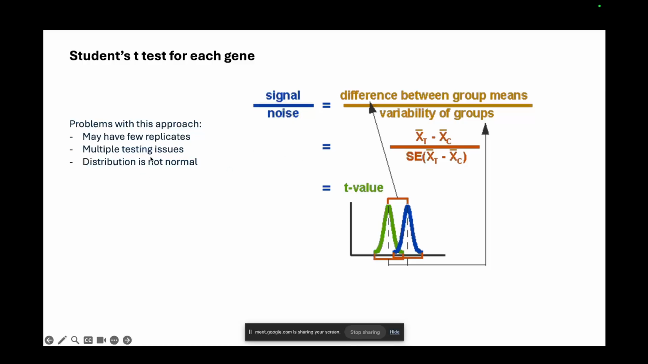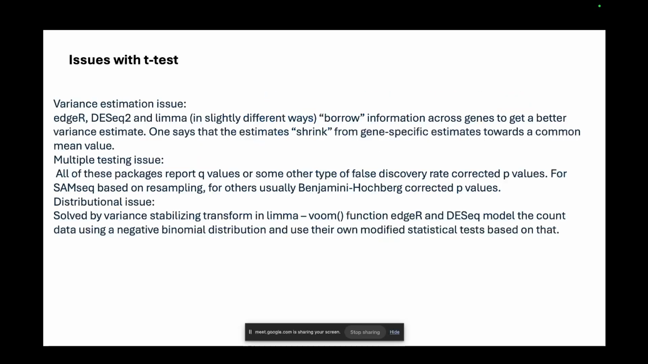In some cases you cannot use it, the one where the distribution is not normal, because the t-test assumes that your distribution is normal. Since you are doing so much normalization, the distribution should be normal, but in some cases it is not, so there it can be an issue.